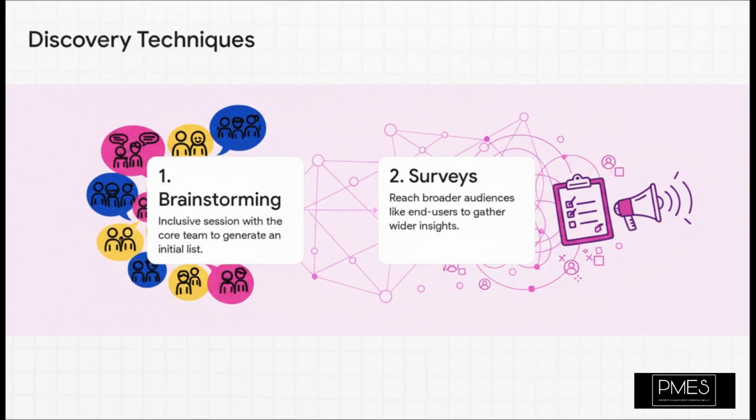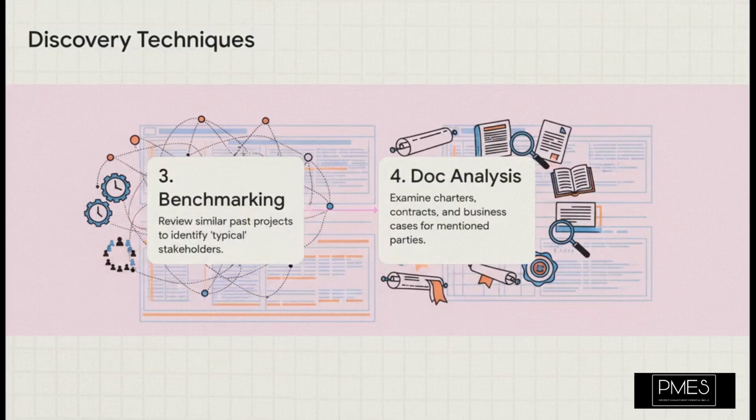So the big question is, how do we actually find all these people? Well, the key is not to guess. We need a structured approach. You can kick things off with a big brainstorming session to just get all the names you can think of on a whiteboard, but then you get more methodical. You use things like questionnaires and surveys to reach those broader groups, like your end users, who might not be in the room. The whole point is to move away from just a gut feeling and towards a real structured discovery process. And we don't stop there.